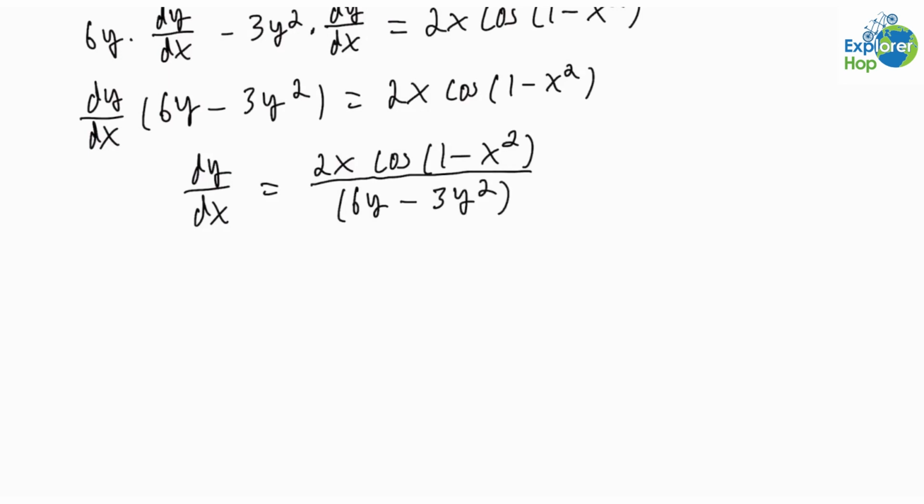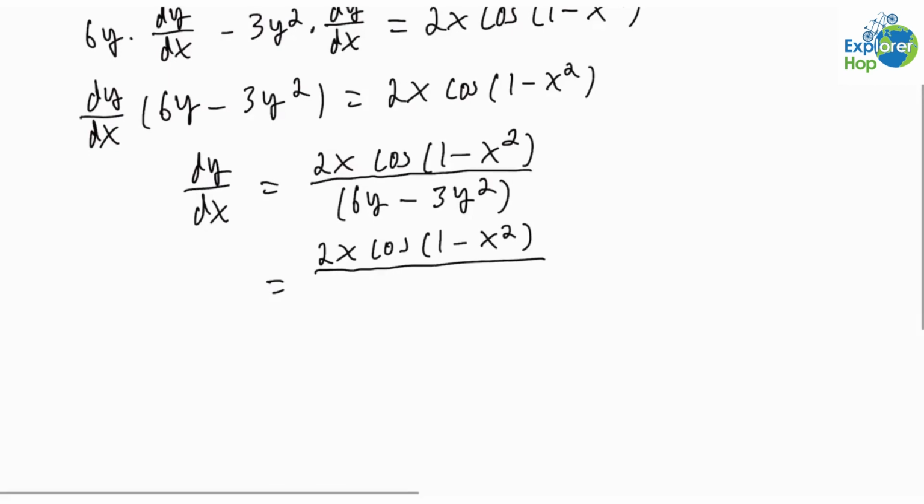And if we common factor out 3y from the bottom, then this is equal to 2x times cosine of 1 minus x squared over 3y times 2 minus y. And this gives us the derivative of y with respect to x using implicit differentiation.